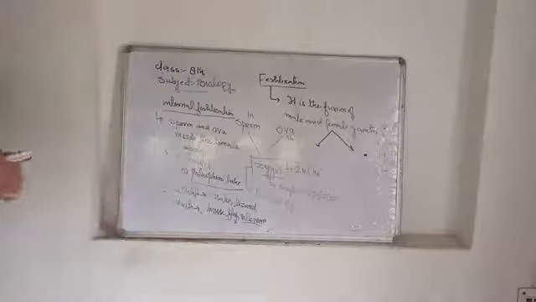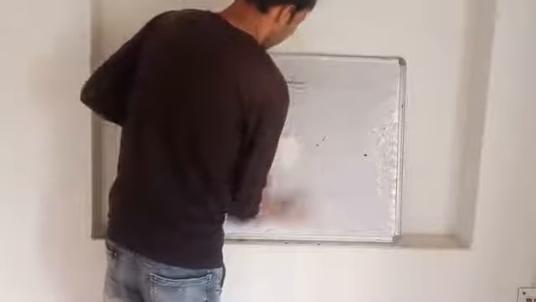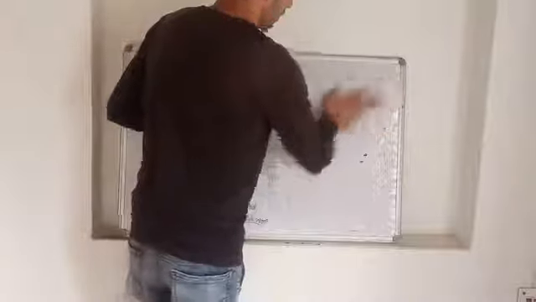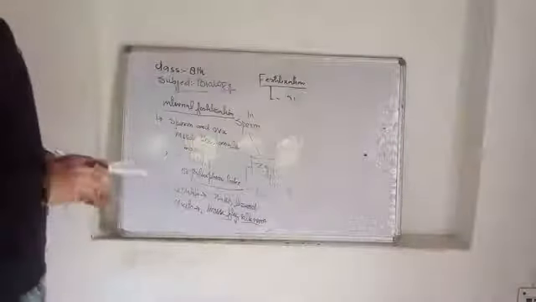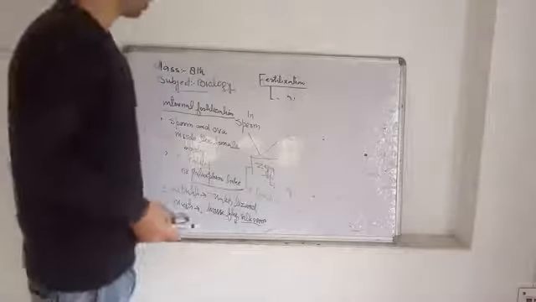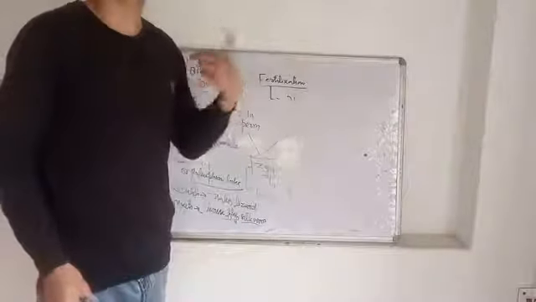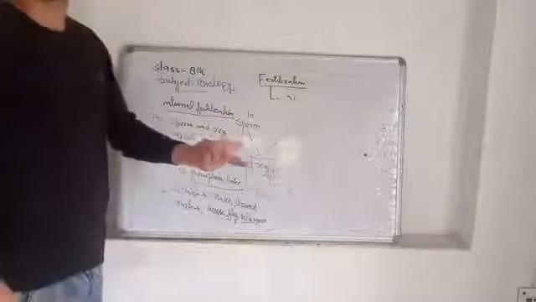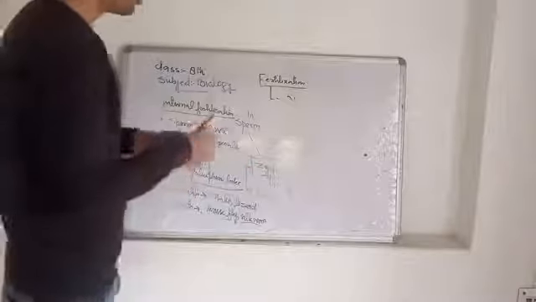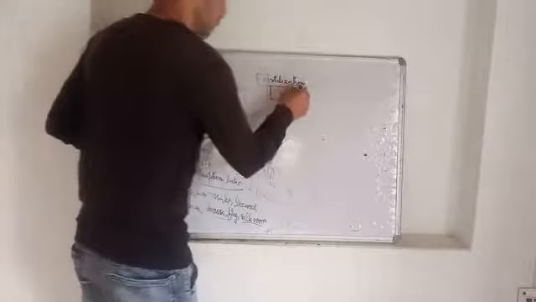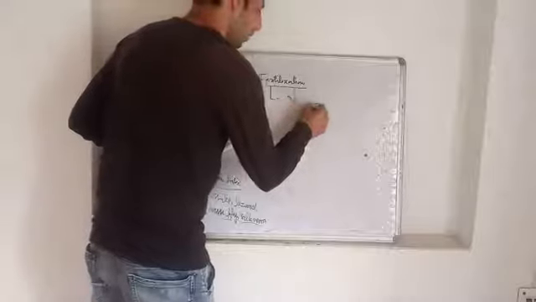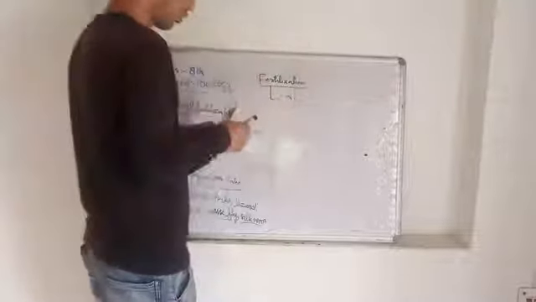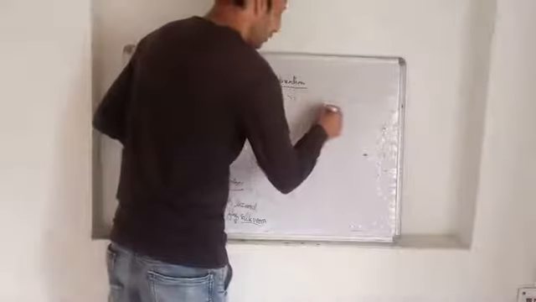Now, what is external fertilization? Coming to the second type of fertilization, we call it external fertilization. Opposite to this, if the fusion of male and female gametes takes place inside the body of an organism, we call it internal fertilization. But if the fusion of male and female gametes takes place outside the body of an organism, then it is called external fertilization.